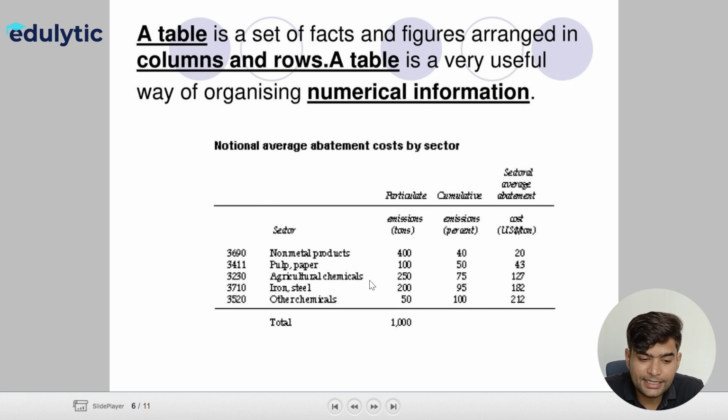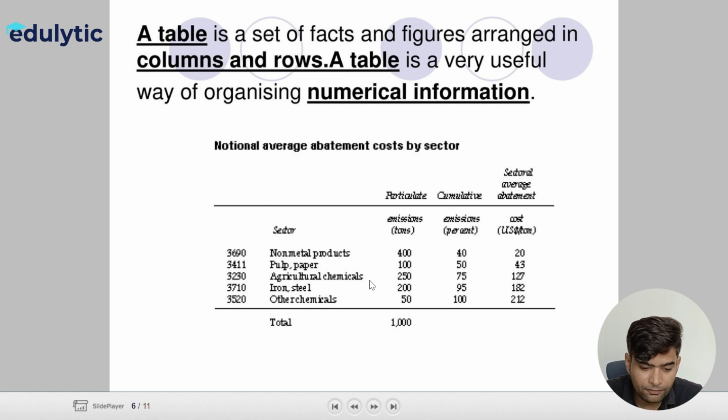Now, basically, a table refers to a set of facts and figures arranged in columns and rows. A table is a very useful way of organizing numerical information. Now, if you can see this table, the heading suggests that this table is giving us information about national average abatement costs by sector.